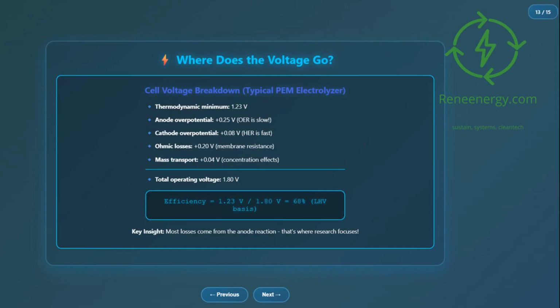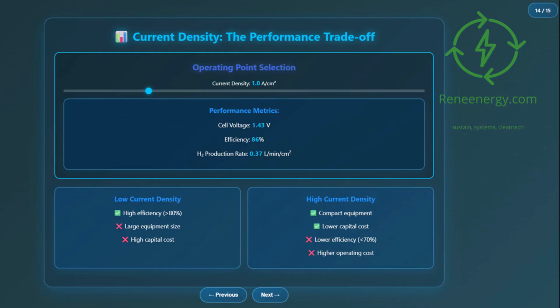Where does the voltage go in an electrolyzer? The breakdown shows losses in various components, with the anode reaction being a major focus for efficiency improvements. Understanding these losses is key to optimizing performance. Current density affects performance trade-offs in electrochemical systems. High current density means compact equipment but lower efficiency, while low current density offers high efficiency but requires larger equipment. Balancing these factors is crucial.